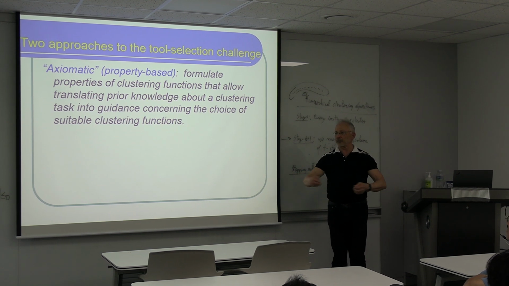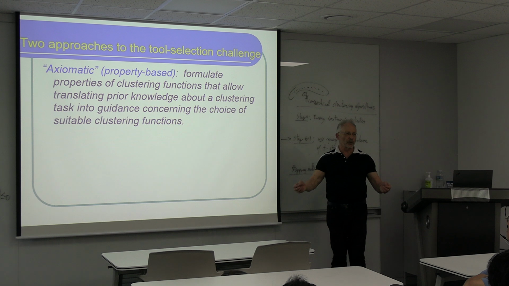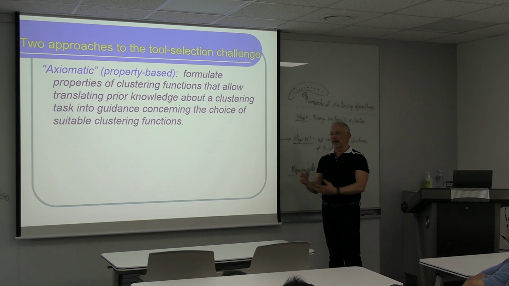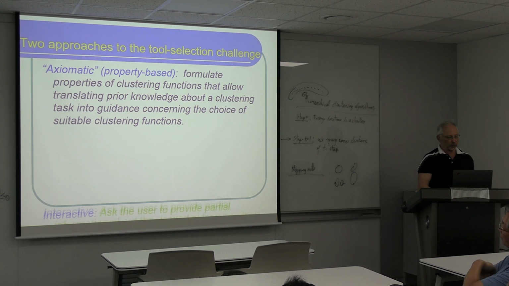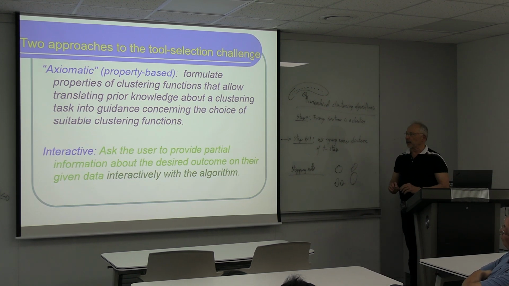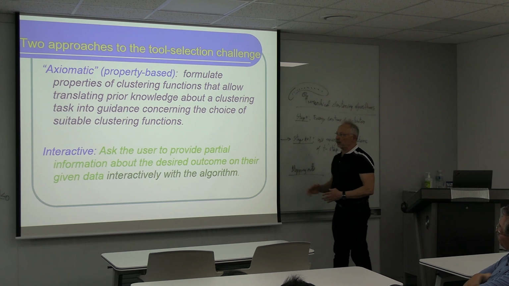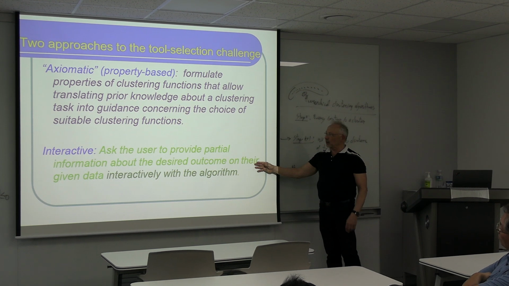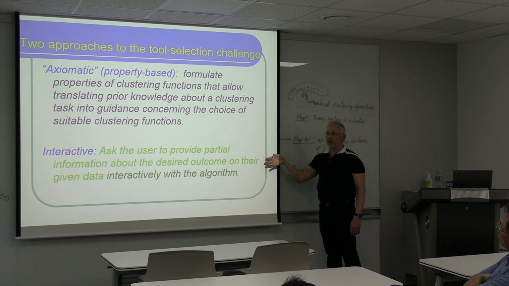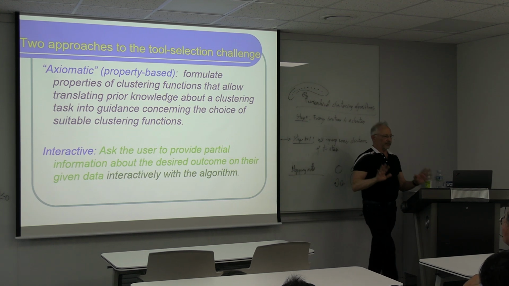For spread of fires, it's important for you that close points will be together. But in many applications, it's not so easily translatable between your prior knowledge and the algorithm. So we were trying this approach. Another approach was we were trying this interactive, that we ask the user to provide some partial information about the desired outcome. So let me say a few words about each of those, and with that I will finish, because I don't have a definite answer.